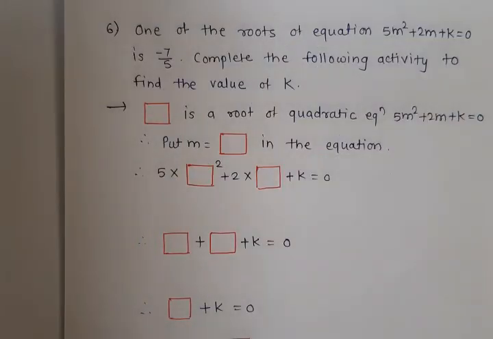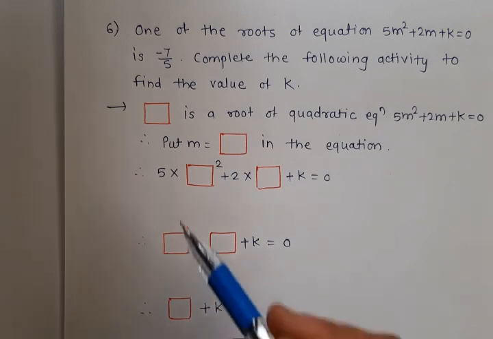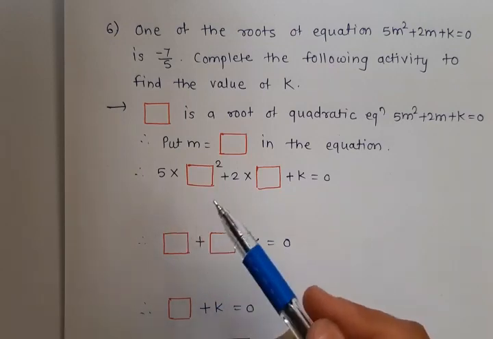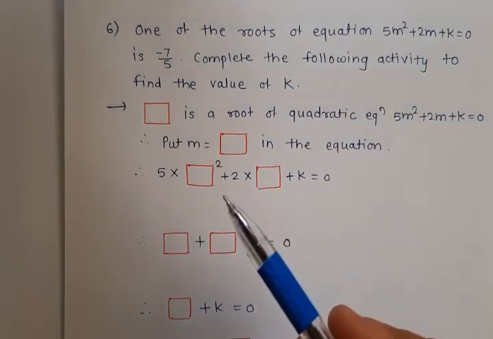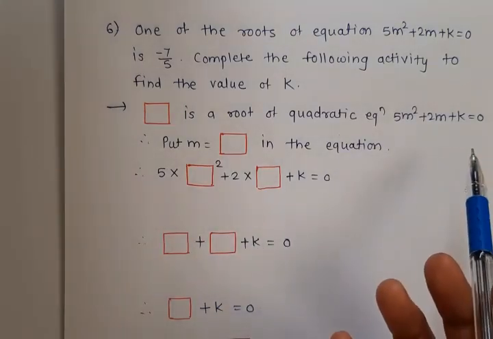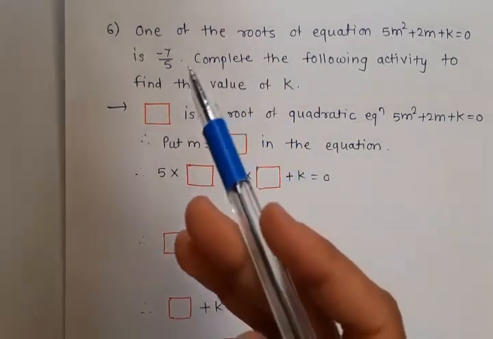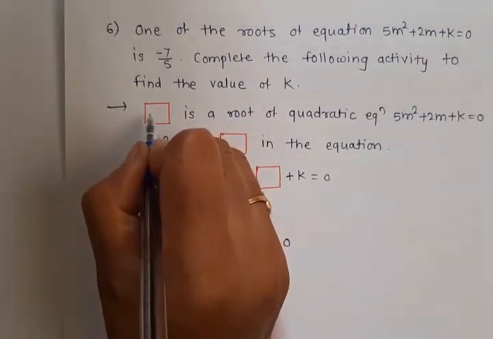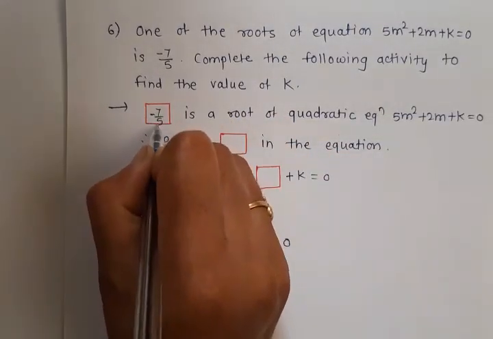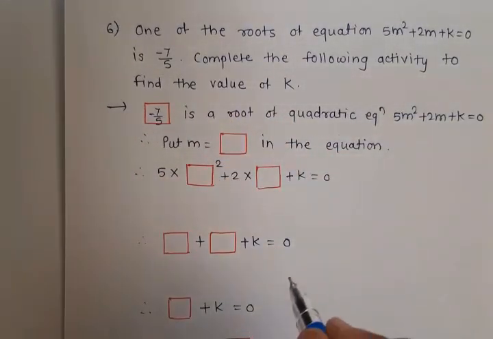One of the roots of the equation 5m square plus 2m plus k equals 0 is minus 7 upon 5. Complete the following activity to find the value of k. Here some boxes are given. In those boxes you have to put the values. The first one is given: dash is a root of the quadratic equation 5m square plus 2m plus k equals 0. Now here the root of the quadratic equation is given in the question, that is minus 7 upon 5. So in the first box we put minus 7 upon 5 is a root of the quadratic equation.